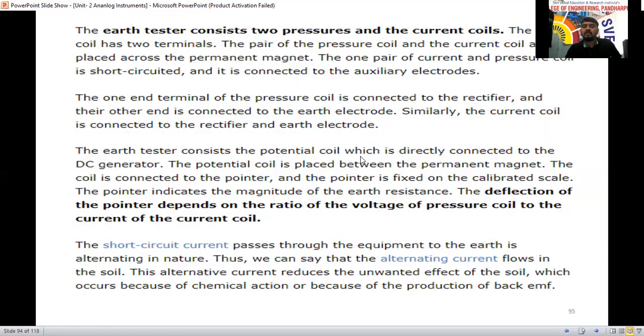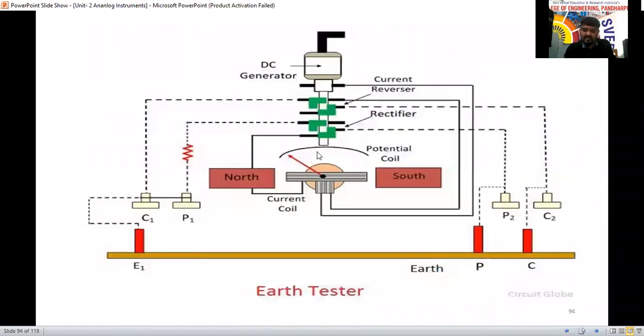It is going to indicate that here. How it is going to deflect, how it is going to indicate the deflection, the deflection of the pointer, completely depends on the ratio of the voltage of the pressure coil to the current of the current coil. The angle of deflection of the pointer depends on the ratio of the voltage of this pressure coil P and the current of this current coil C.